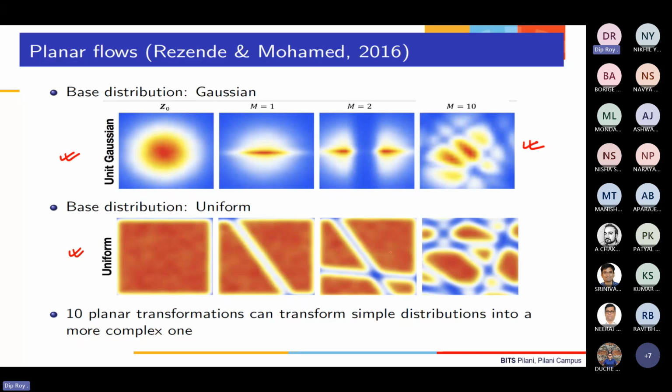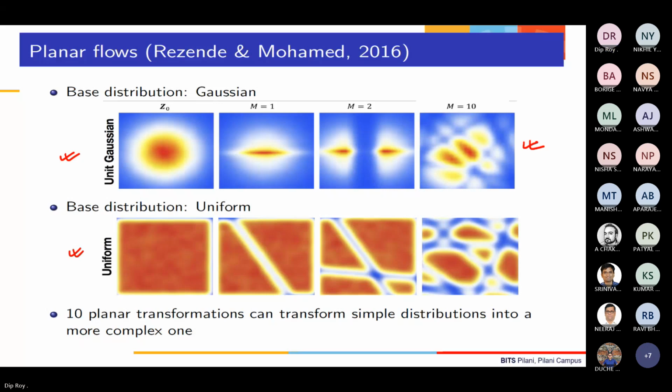So what this is trying to depict is that you do 10 planar transformations. 10 planar transformations can transform simple distributions into more complex ones. So it is not one jump that we are doing from Z to X. We are applying multiple simple transformations to ultimately get a complicated distribution.